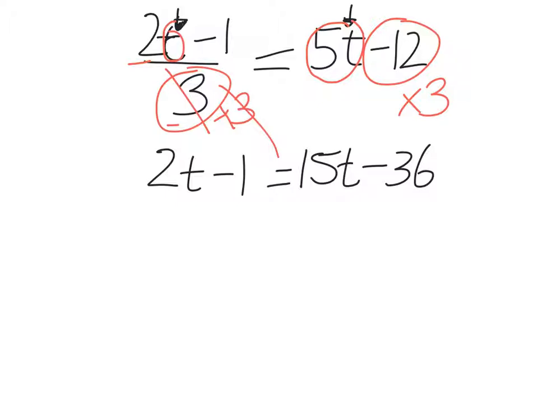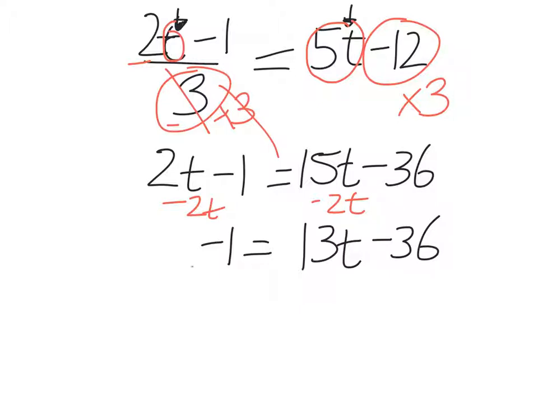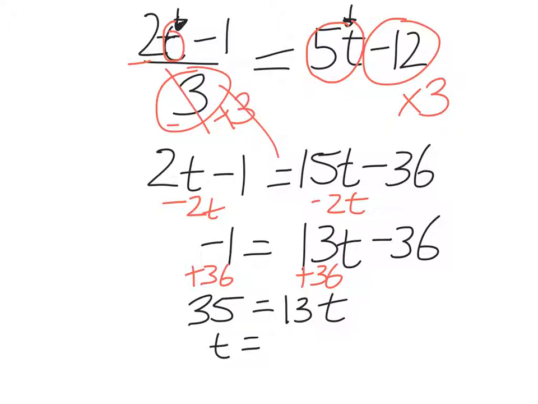So I'm going to solve this just using the processes I went through. Now I subtract the t with the lowest coefficient, so that's obviously 2t. So I'm left with minus 1 equals 13t minus 36, because 15t minus 2t is 13t. I'm going to add 36 to both sides, because I want to undo subtracting 36. So I get 35 equals 13t, and t equals 35 divided by 13, or if you prefer mixed numbers, it will be 2 and 9 over 13. Okay, so that's just how you do it when you have a pronumeral on both sides and a fraction.